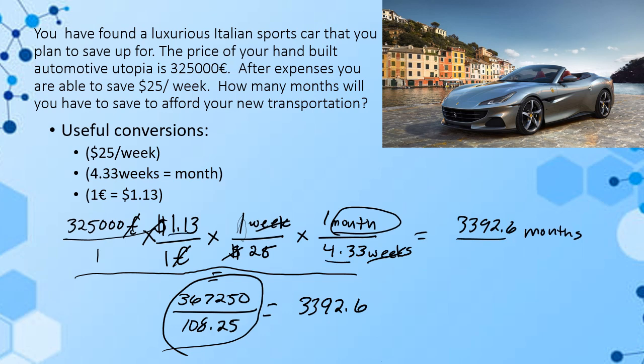So if we were doing this with significant figures, we see that we have 3 significant figures here, 3 significant figures here, only 2 significant figures here, so technically our answer should have 2 significant figures. So we could round up and say it would take 3,400 months for us to be able to afford our Italian sports car. Probably need a better job if we ever want to actually drive our Italian sports car.